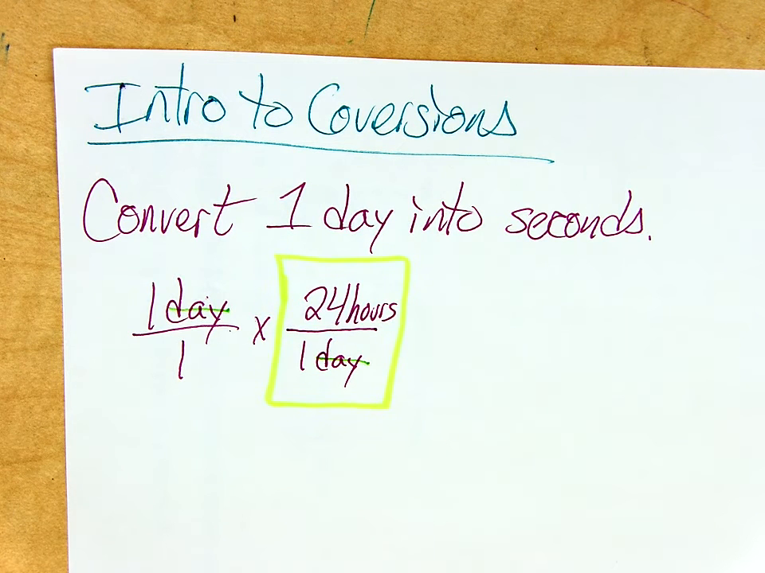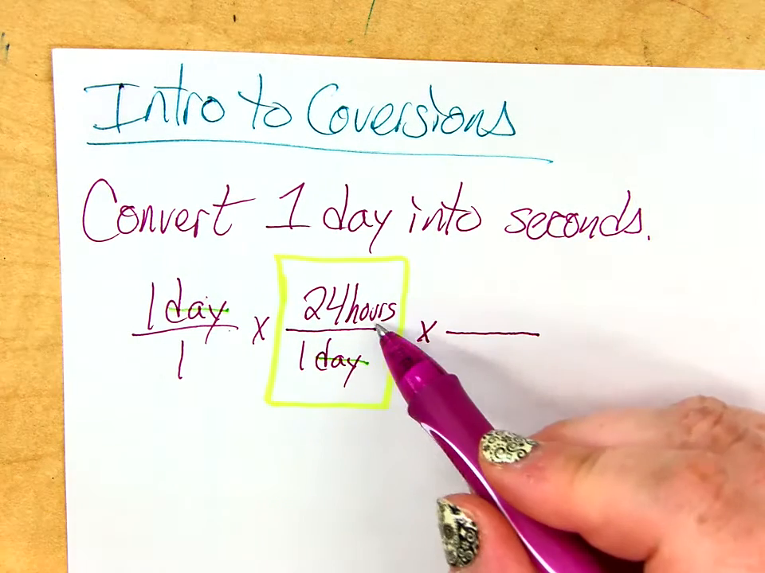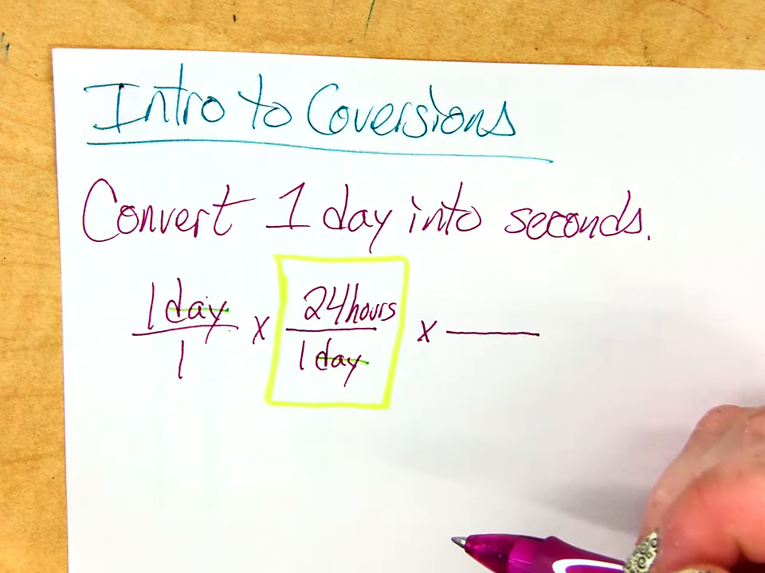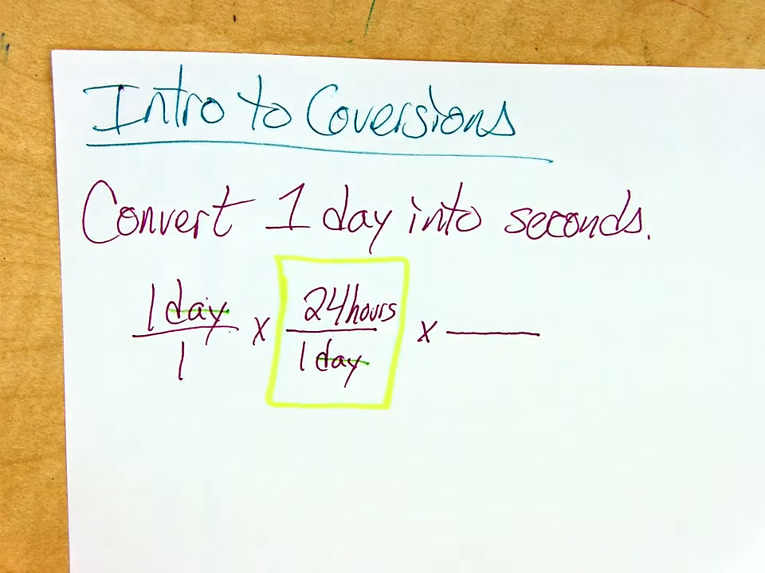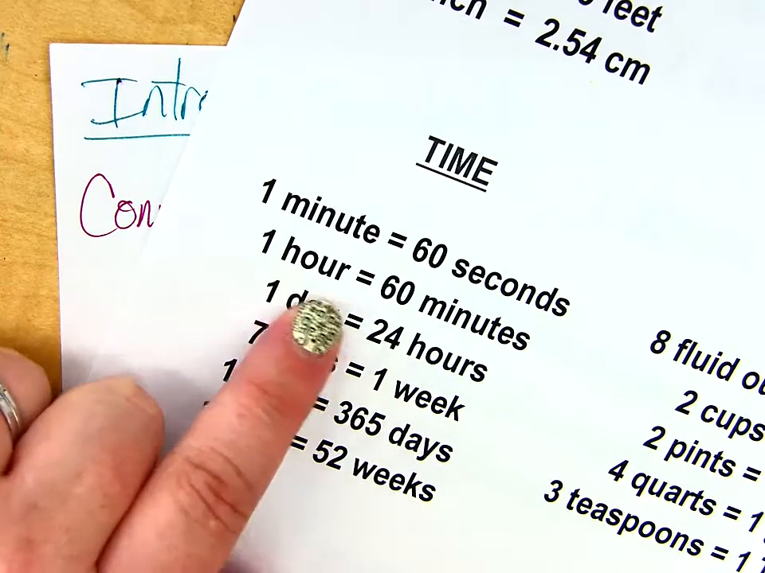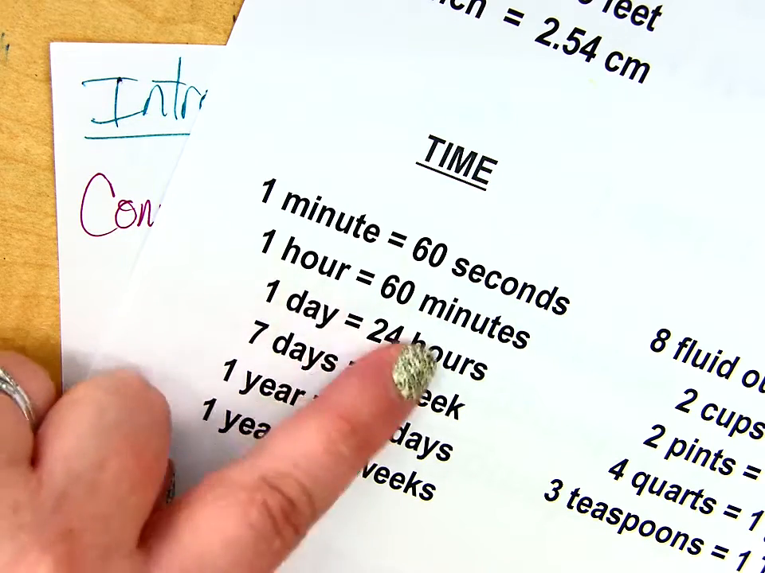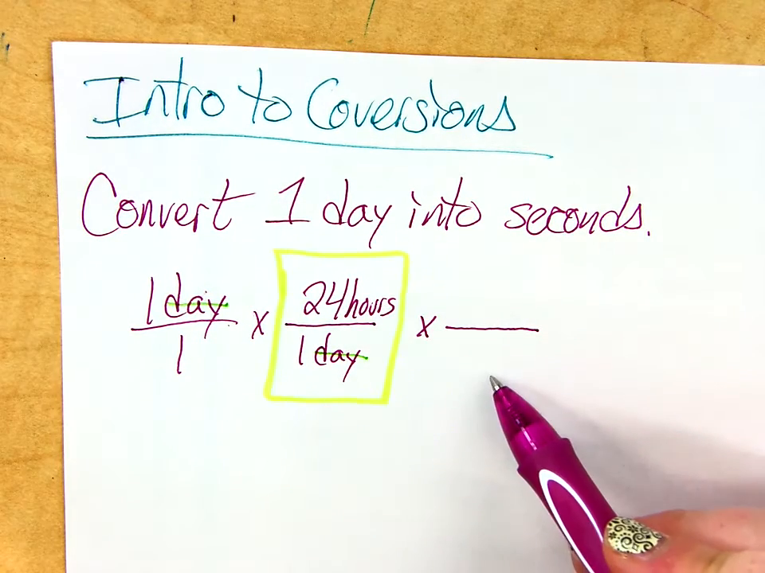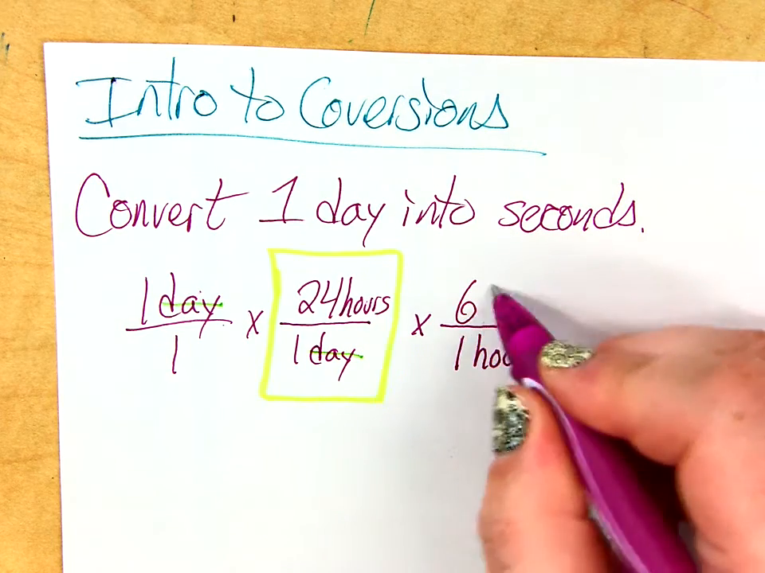I don't know how many seconds are in an hour though, but what do I know? I'm still on hours. So if I have hours, I know how many minutes are in 1 hour, right? So how many minutes are in an hour? 60. Again, it's here on your chart if you needed it. 1 hour, 60 minutes. So that's my next fraction. I just, remember, have to alternate. So since I had hours on top, I had to put 1 hour on the bottom. 1 hour, 60 minutes.